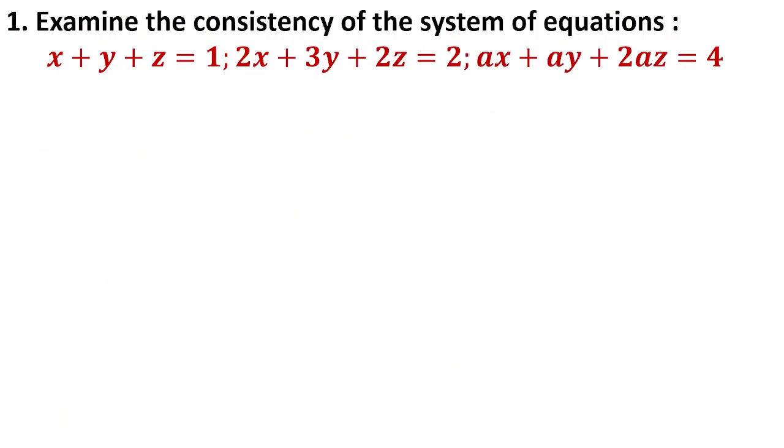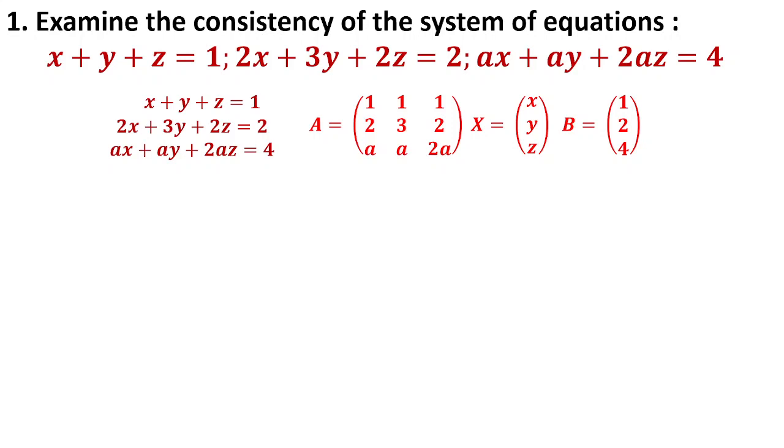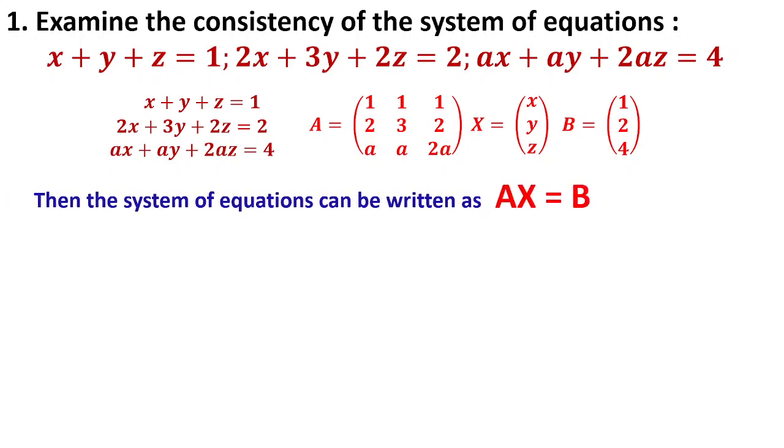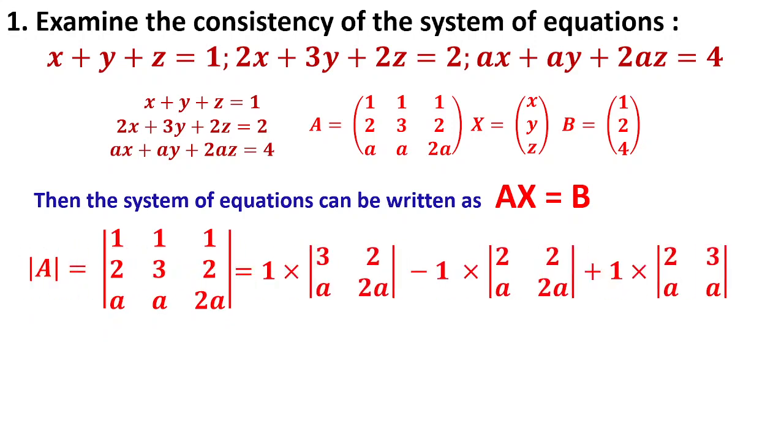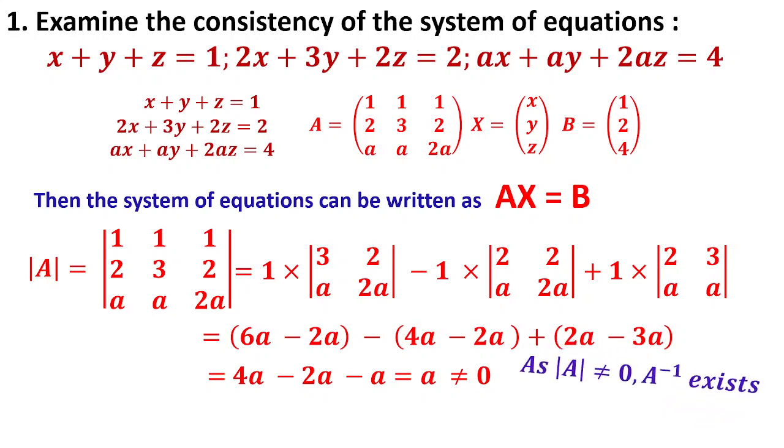Well, let us take one quick question. Examine the consistency of the system of equations. You have to check whether it is a unique solution or many solutions or no solution, or simply consistency. I am taking this example and I know what is capital A, capital X and capital B, and I can write it as AX is equal to B. I am finding determinant A and I have to check whether it is 0 or non-zero. I am expanding with respect to the first row, 1 into 2 cross 2 minus 1 into a 2 cross 2 plus 1 into a 2 cross 2. I am getting the final answer as a after expansion.